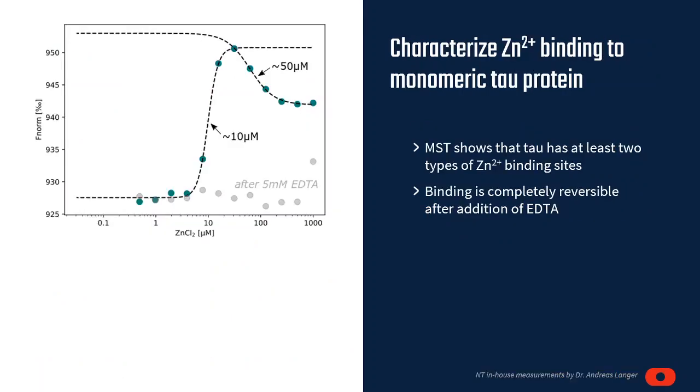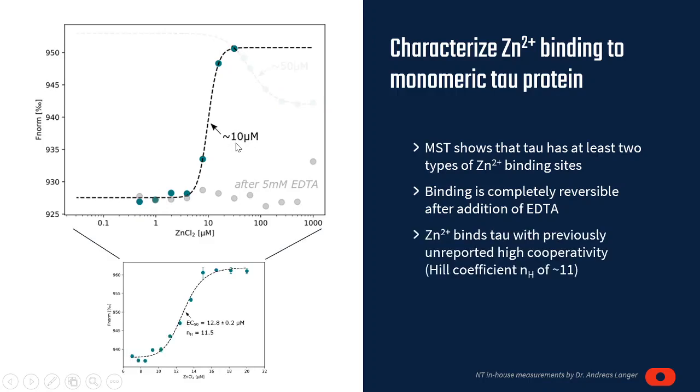We also could show that this interaction is completely reversible by adding EDTA. So it's really a specific interaction between zinc and tau. What came as a big surprise to us was to see how steep this first transition here is when the first zinc ion binds to tau at around 10 micromolar.